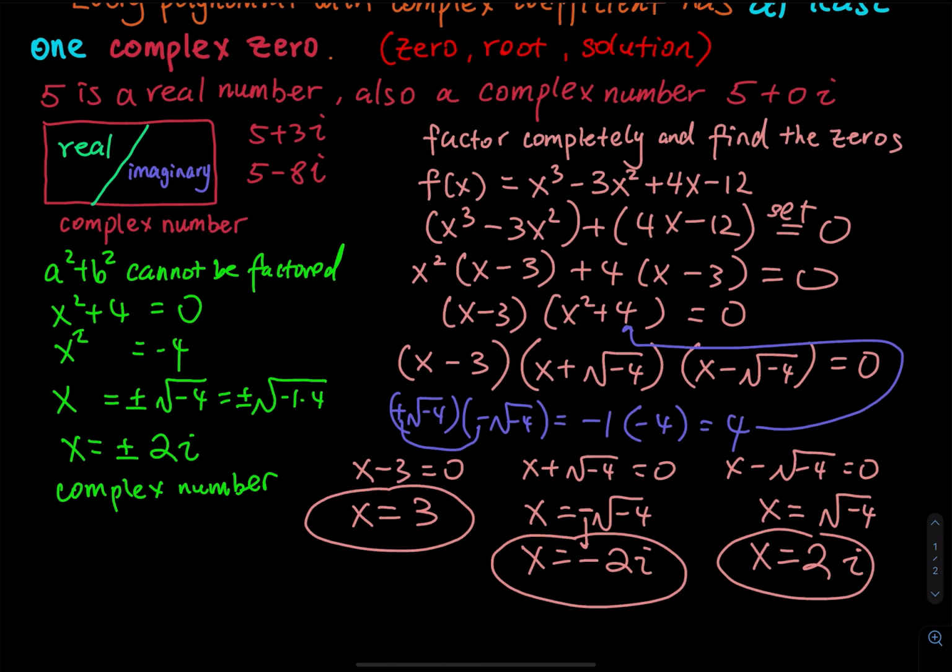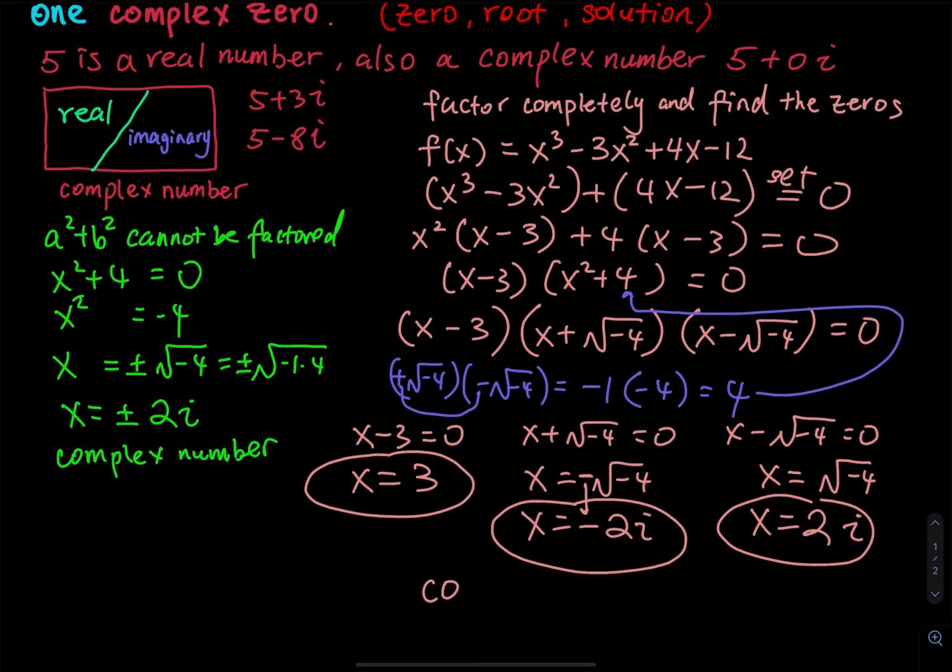So this one and that one, where is the complex zero? So these are the complex zeros. And then you have 2 complex zeros, and this one is a real solution, or real zero.